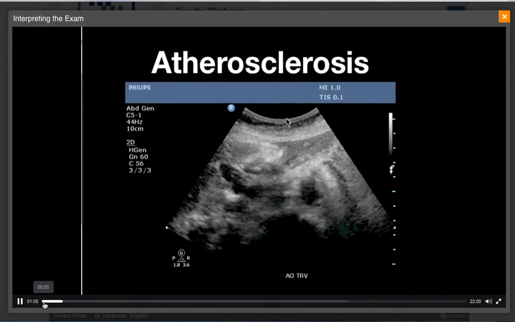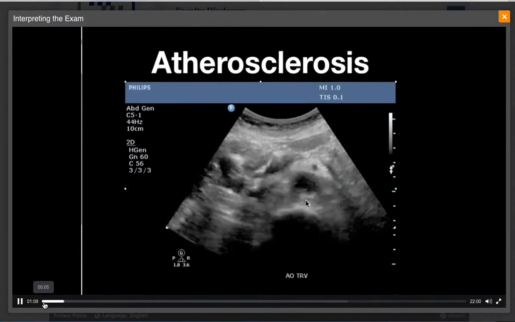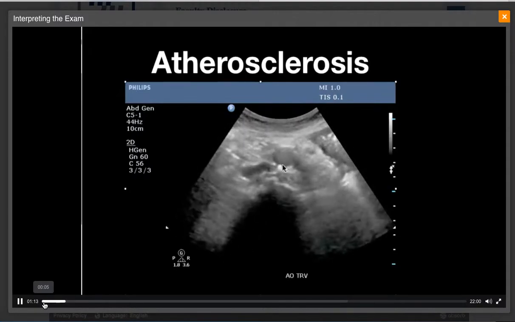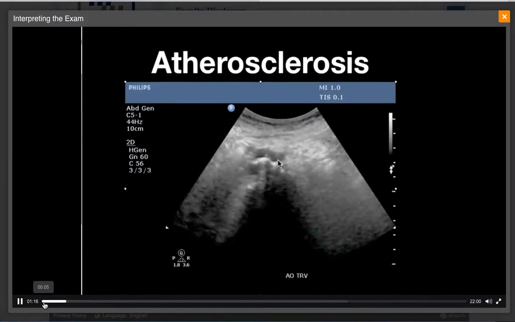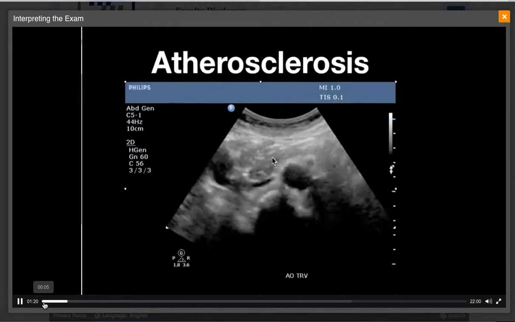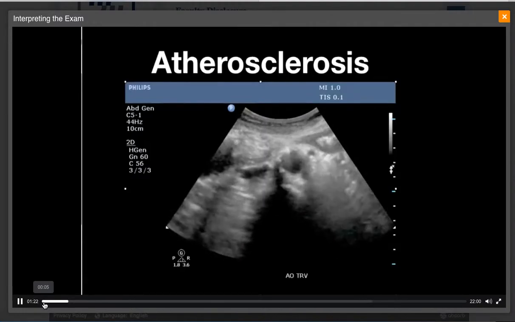Note in this transverse video the presence of multiple echogenic plaques within the lumen of the aorta. You can see these as you're following the aorta caudally to the bifurcation. This patient has atherosclerotic disease without aneurysmal formation.